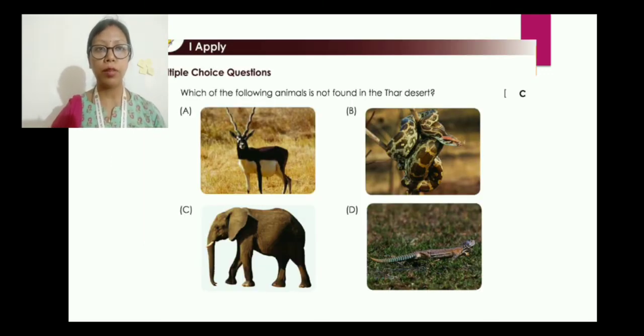So this is the answer for question number 14. Then we come to the multiple choice question. Which of the following animals is not found in the Thar desert? Remember, which of the following animals is not found in the Thar desert? A is the black buck, B the snakes, which are very popular in the Thar desert, C elephant, and D the lizards. So black buck, snakes and lizards are very common in the Thar desert, but the elephant is not found in the Thar desert. Therefore, C is the correct answer.